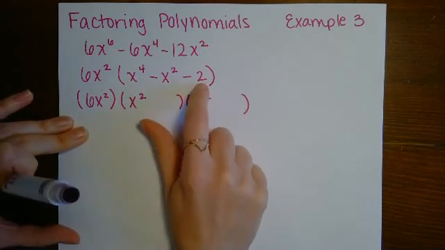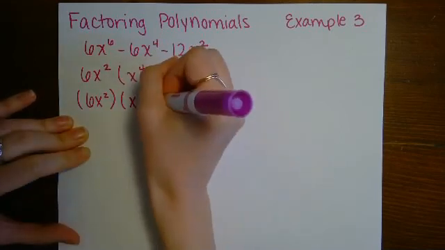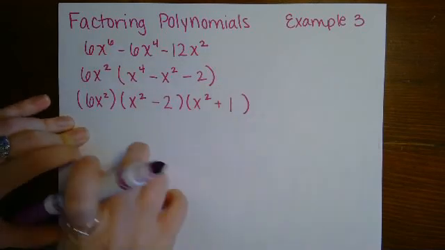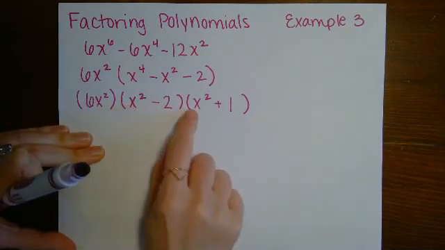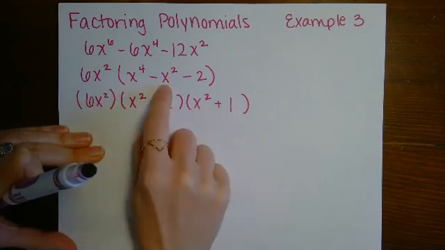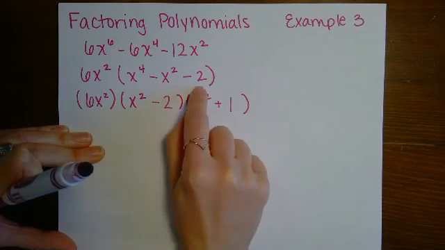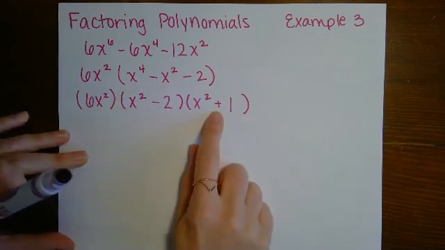So we just think to ourselves what multiplies to negative 2 and adds to negative 1, and that's negative 2 and positive 1. We can check quickly to make sure we did that right. x squared times x squared is x to the 4th. We'll have 1x squared minus 2x squared, which will give us minus x squared, and negative 2 times 1, which is negative 2. So now we have three factors.